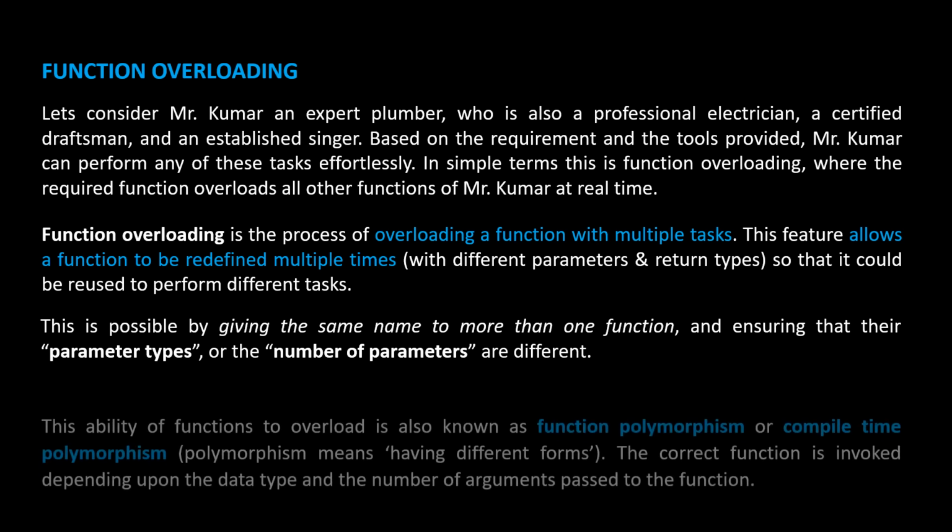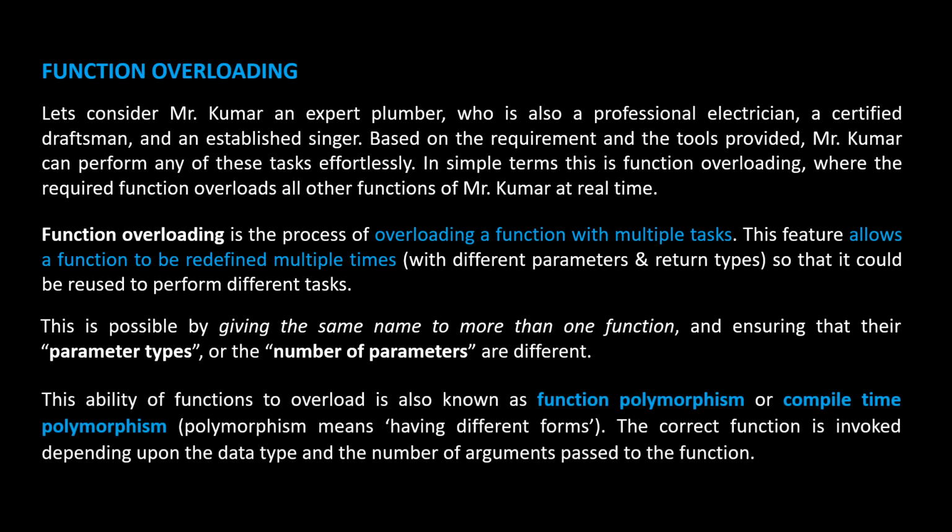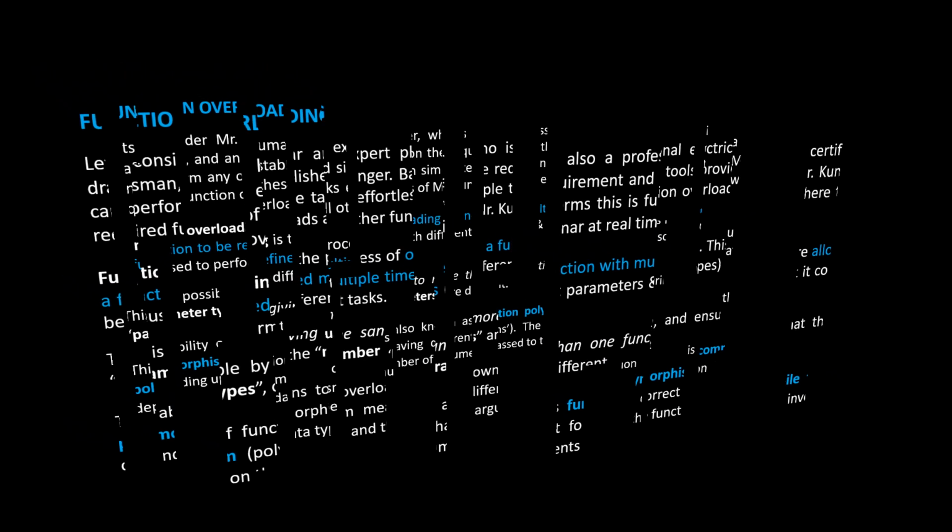This ability of functions to overload is also known as function polymorphism or compile-time polymorphism. Polymorphism means having different forms. The correct function is invoked depending upon the data type and the number of arguments passed to the function. We will now see how we can implement function overloading in a program.